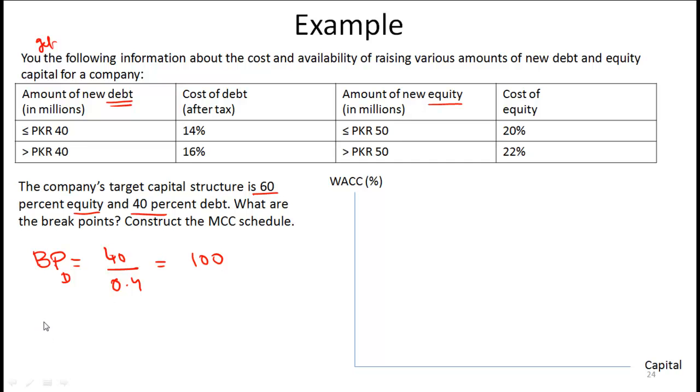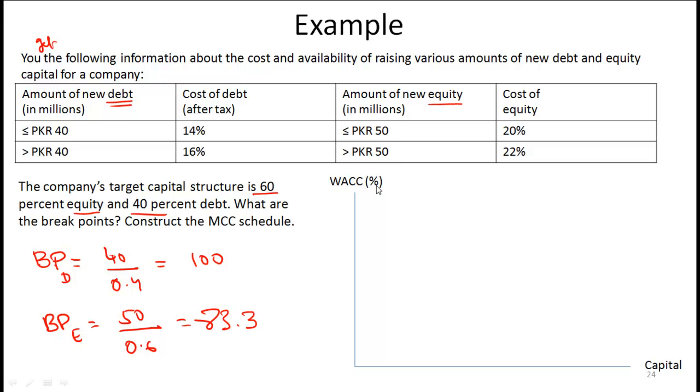Then the next breakpoint. In this case, if we had other values of debt at which the cost of debt changes, we'd have additional breakpoints, but we just have one for simplicity. What about the breakpoint for equity? This is going to be 50, which is the amount of equity at which the cost of equity changes, divided by the percentage of equity in our capital structure, which is 0.6. So the breakpoint for equity is 83.3, and here again in this simplistic example we just have one breakpoint for equity.